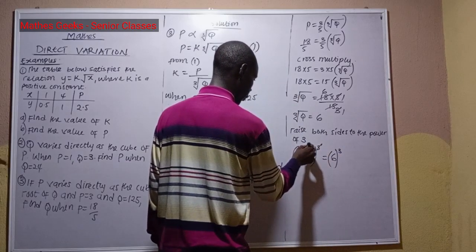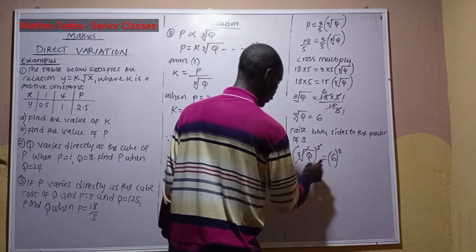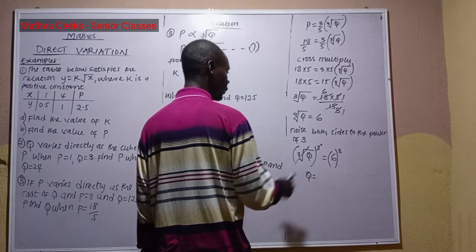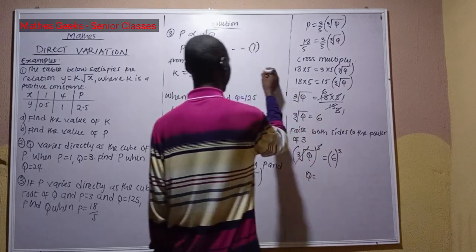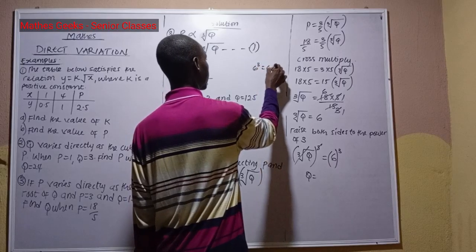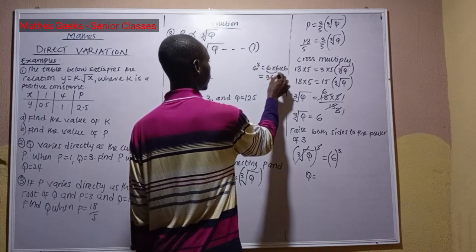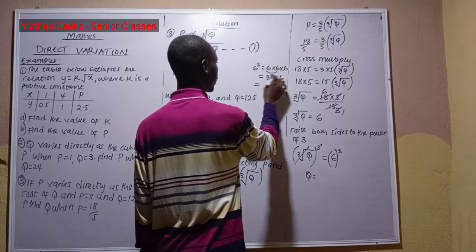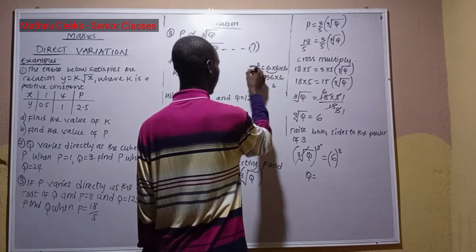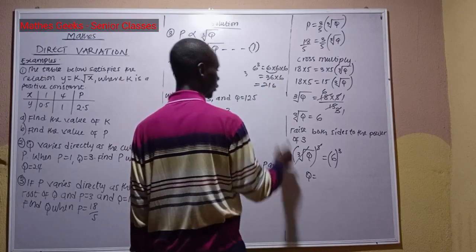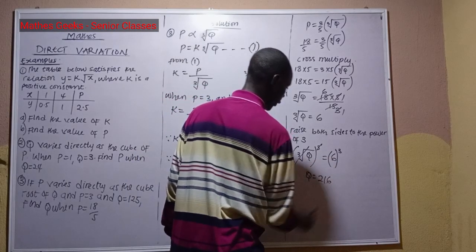So 2 here 1, 2 here 1. So q is equal to 6 raised to the power of 3. Nice. 6 raised to the power of 3 is 6 times 6 times 6. 6 times 6 is 36, times 6. 6 times 6, 36. Carry 3. 6 times 2, 12. 12 plus 3, 15. That's 216.